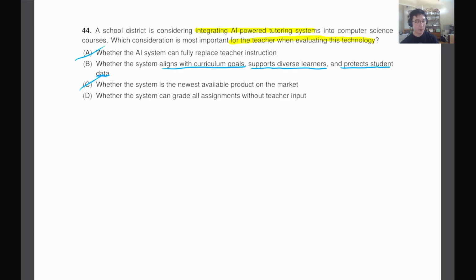And D, whether the system can grade all assignments without teacher input. Well, that'd be nice, right? It'd be nice if the system could just grade everything. But personally, I think B is more important. Additionally, I think it is important for the teacher to manually grade some of these assignments so that you know what students are struggling with. So that's why D is not a good answer and B is the best answer. That's question 44.